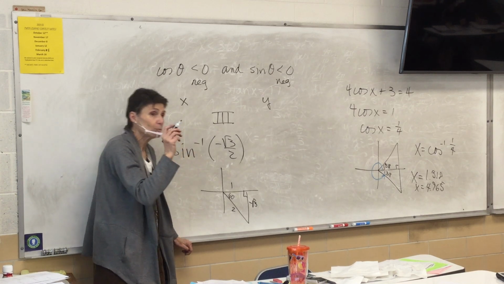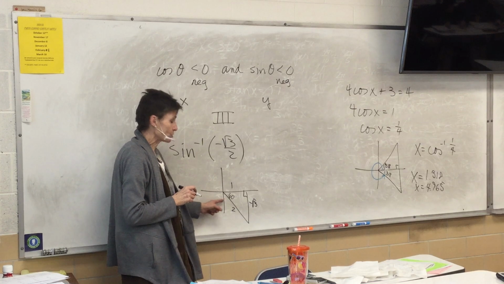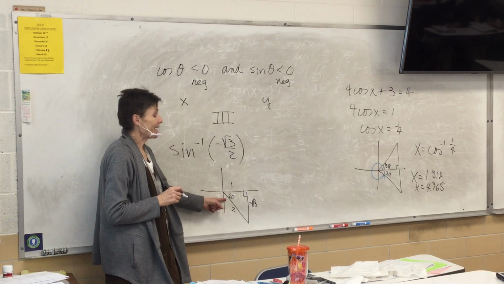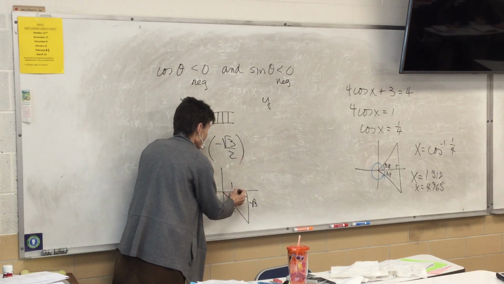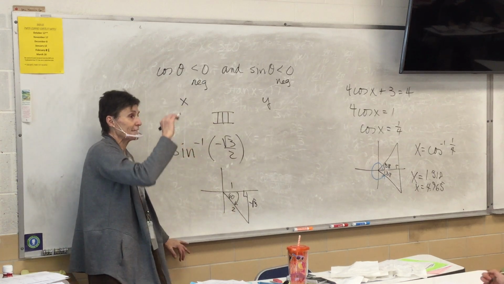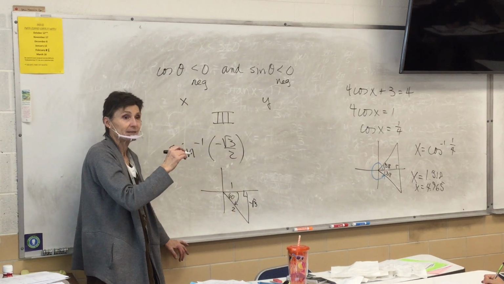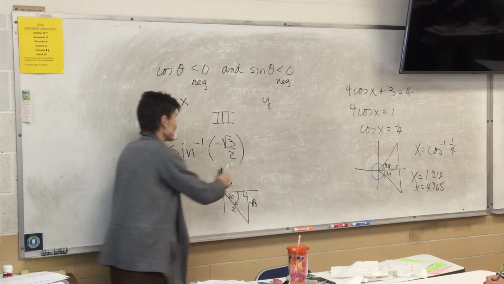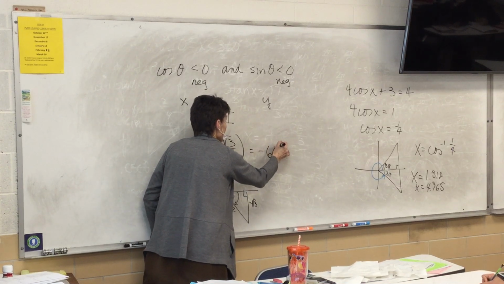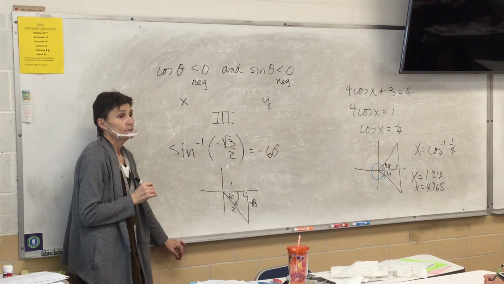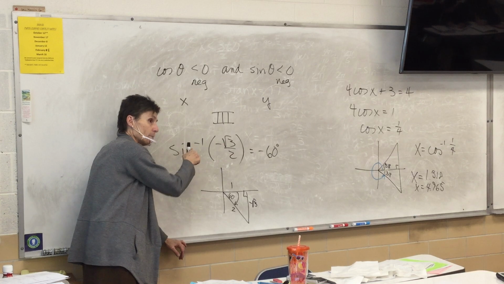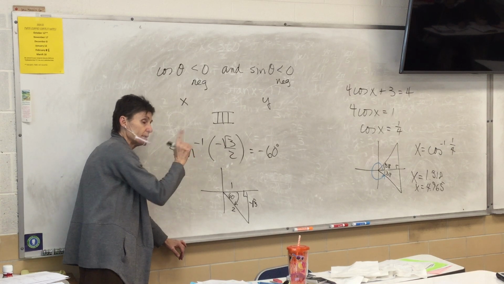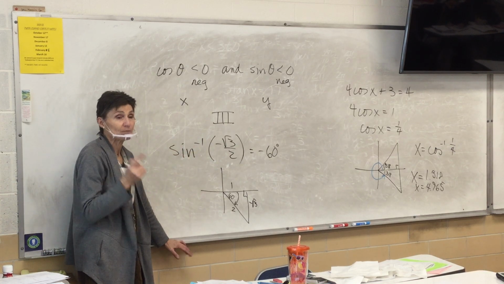And while you might say, oh, the answer is 300, actually it's not. Inverse functions, negative like that, have to be defined as negative. They go down. So the answer to this is actually negative 60 degrees. If you type this problem into your calculator, it would say negative 60 degrees, if you're in degrees.